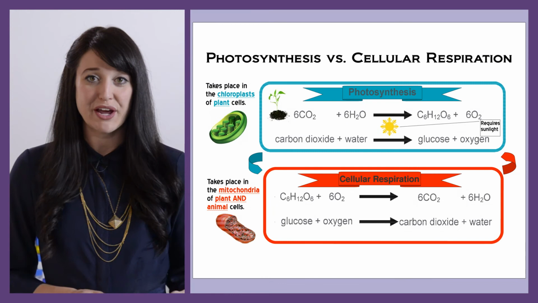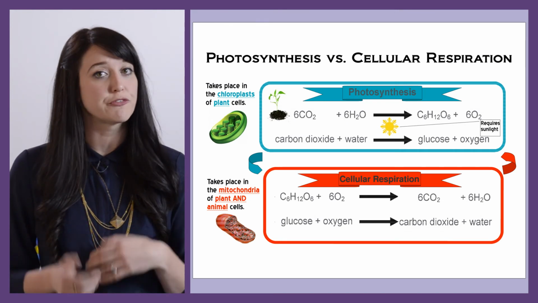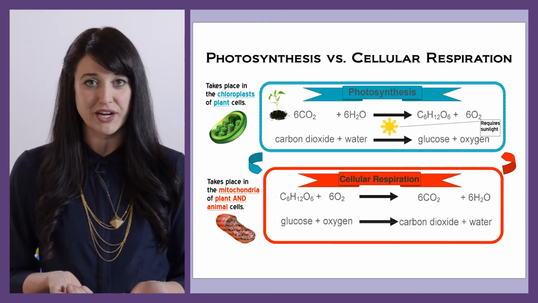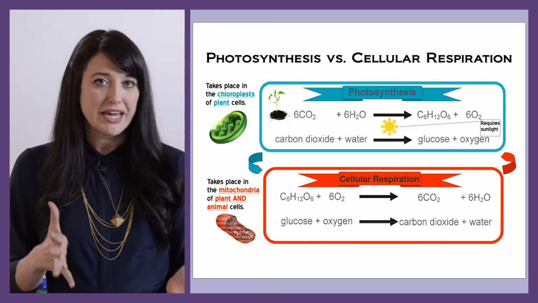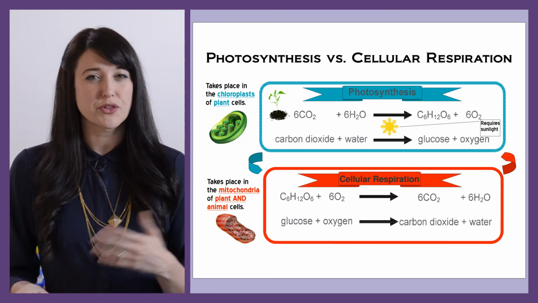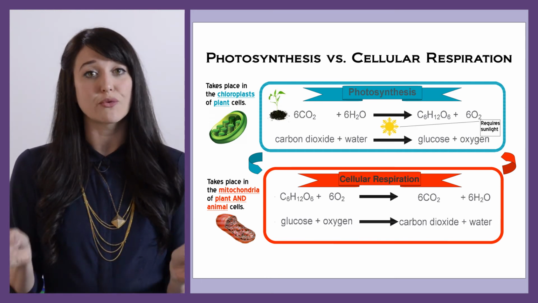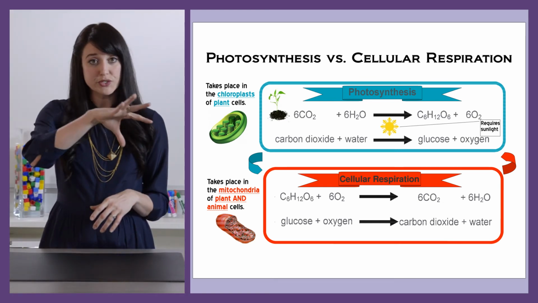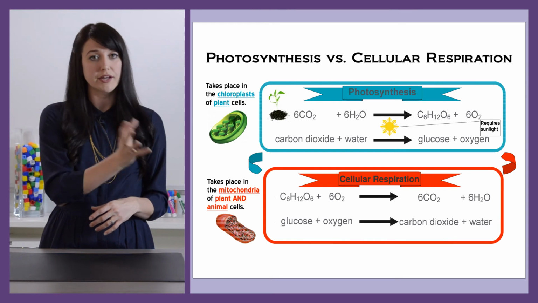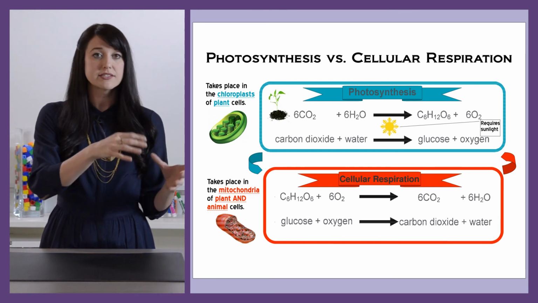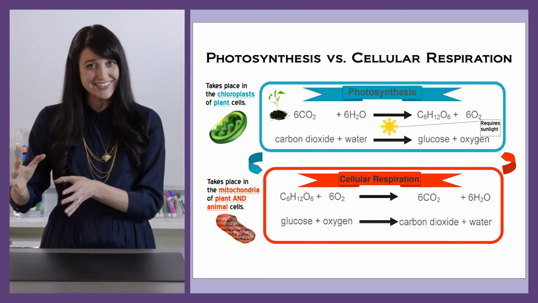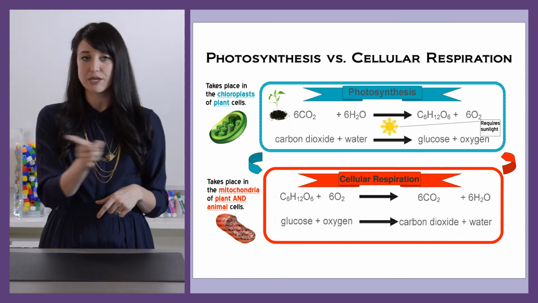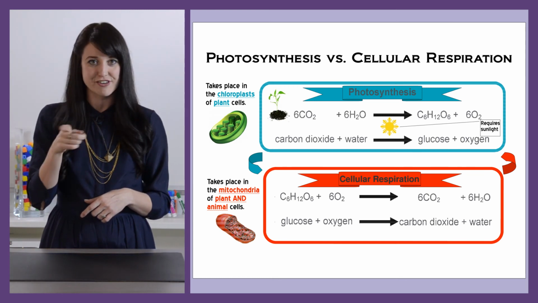Now let's look at a comparison of the two processes, both photosynthesis and cellular respiration. Each one makes what the other one needs, so the reactants and the products are reversed. It actually is a cycle. So photosynthesis creates what cellular respiration needs. Cellular respiration then creates what photosynthesis needs, and it just keeps going on and on and on forever.